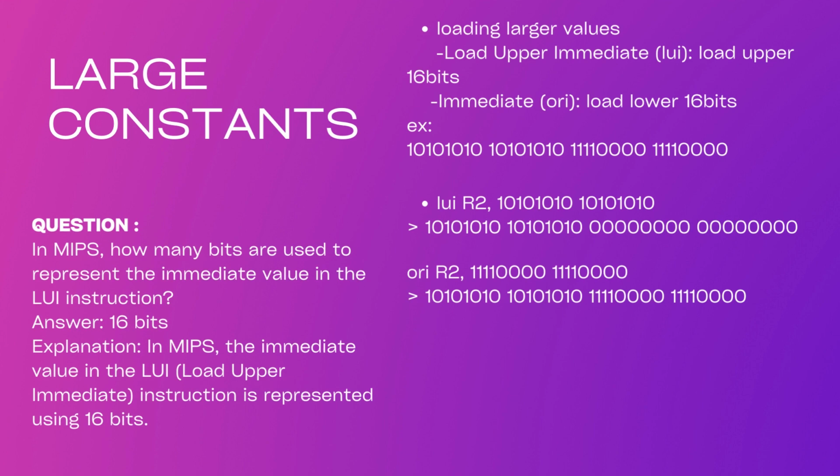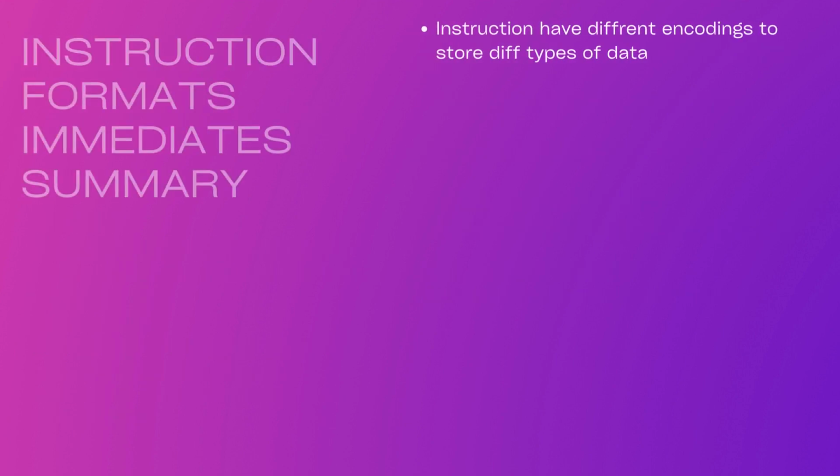So the question is, in MIPS, how many bits are used to represent the immediate value in the LUI instruction? The answer is 16 bits. Explanation: in MIPS, the immediate value in the LUI, or load upper immediate, instruction is represented using 16 bits.